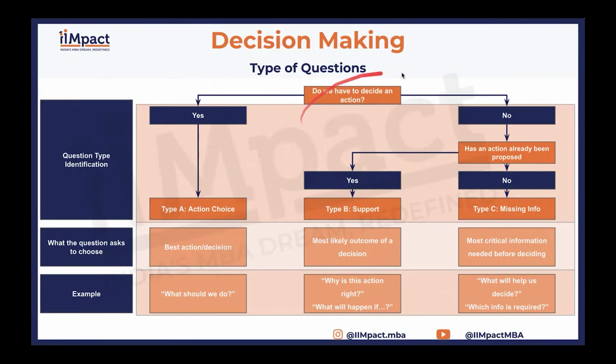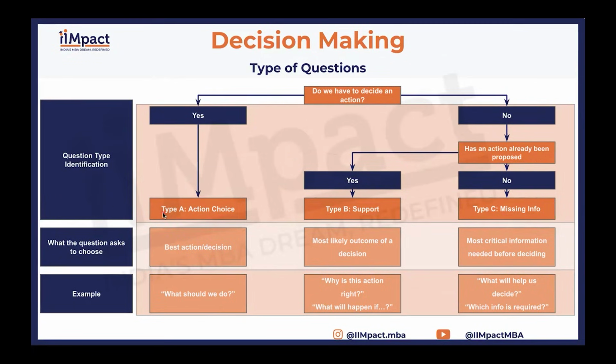If you don't have to choose an action, you should then ask yourself, is an action already being proposed? If yes, then the question would essentially be asking you for supporting statements in favor or against that particular decision. And if the action has not been proposed also, then what they are asking you is to evaluate the action, evaluate the decision. Is this good, is this bad? And how do you do that? By going through the missing information. So these are the 3 categories of questions that you will come across in XAT.